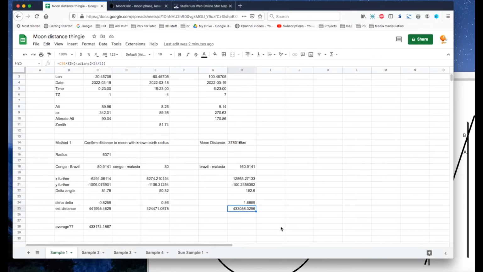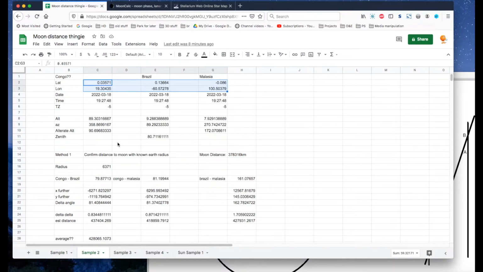433,000 kilometers. And so I just decided to take the average of all three, and assuming that we had instruments capable of measuring an angle to 2 decimal places and a little bit of math, a radius of 6,371 kilometers gives us the distance to the moon of 433,000, when in reality, according to Mooncalc, at that time, the moon was 378,316 kilometers away. I wanted to verify that Stellarium was equally accurate and could produce similar results as Mooncalc.